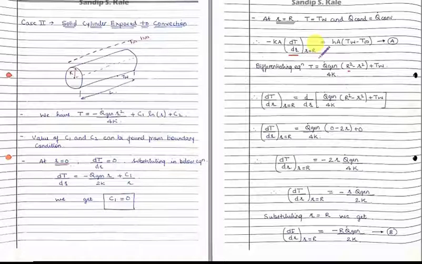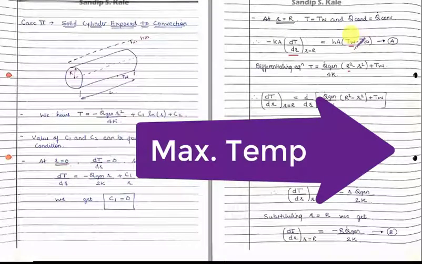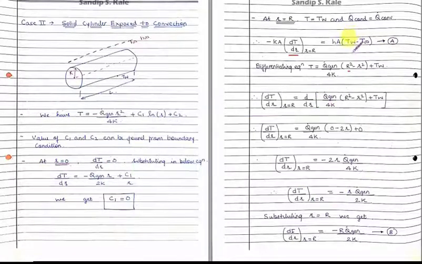So what is our first task? Why are we seeing this? Because for solving the numerical, you will be asked to find the wall temperature, as I have told you before, and the maximum temperature Tmax equation. So now we will move forward to find TW, that is nothing but the wall temperature.